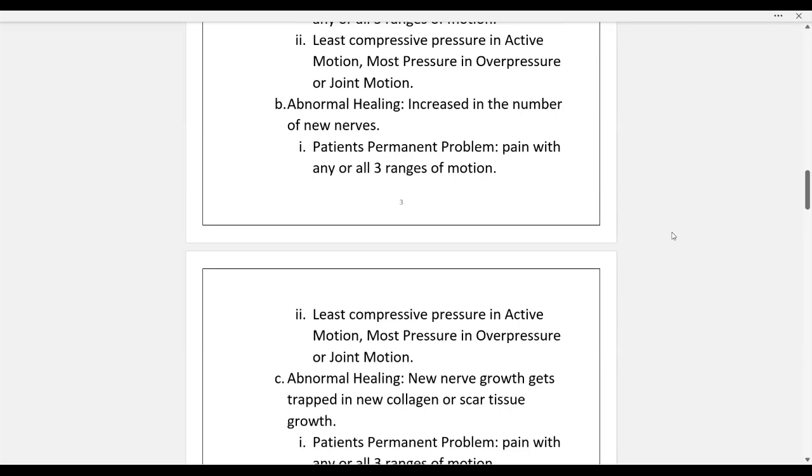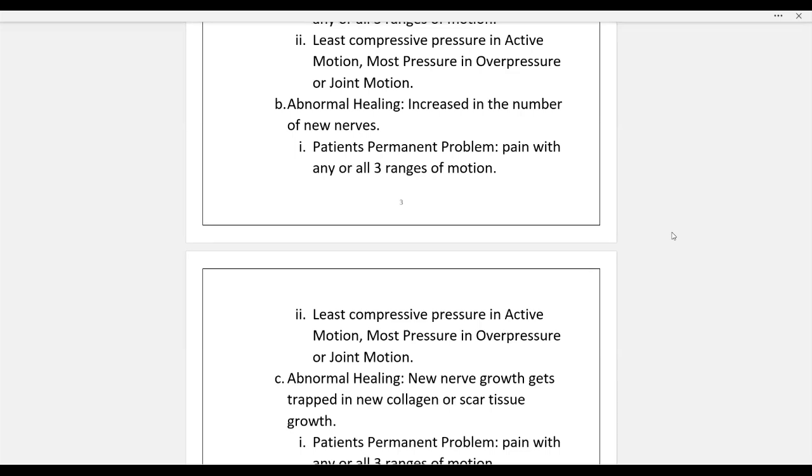So remember, there are about 6 sources of pain. Let's cover this, and we'll go into the 6 sources of pain and how they relate to tensile and compressive forces, relative to the science of the 3 phases of healing and collagen. Okay, so abnormal healing. If there's an increase in the number of nerves, what could happen with the permanent problem? Pain with any of the 3 main ranges of motion. Well, why? What's happening to the tensile or compressive forces?